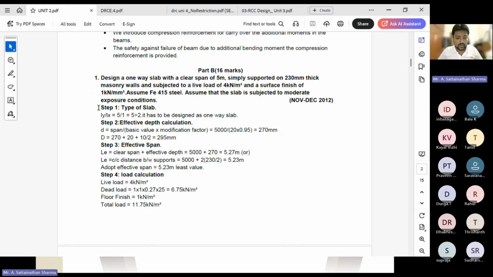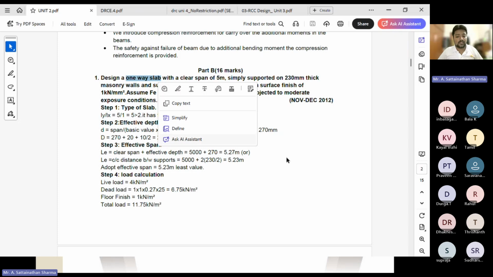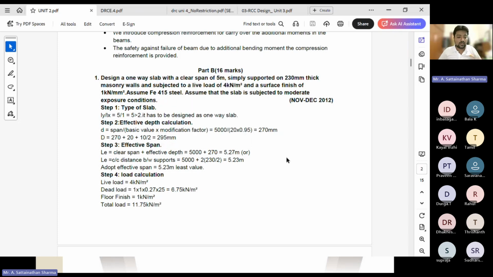Right. Step 1. Very first step is, as you all know, you have to check whether the slab is one way or two way. See, design a one-way slab. They have given it, it is very clear. It is a one-way slab. Just you have to check whether it is one way or two way. That's all. What is the procedure?